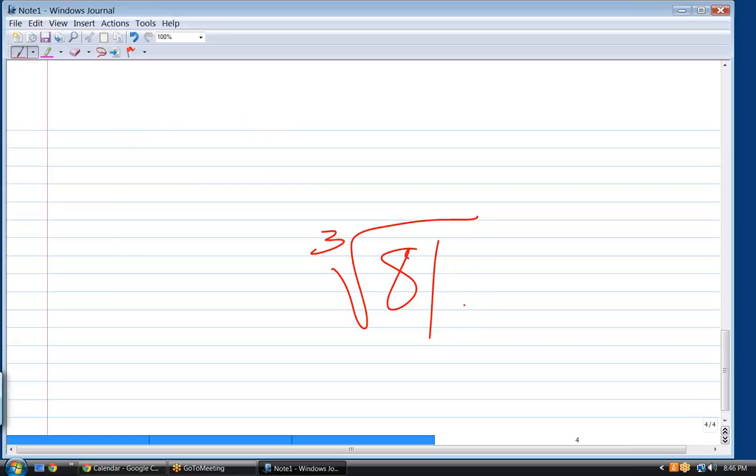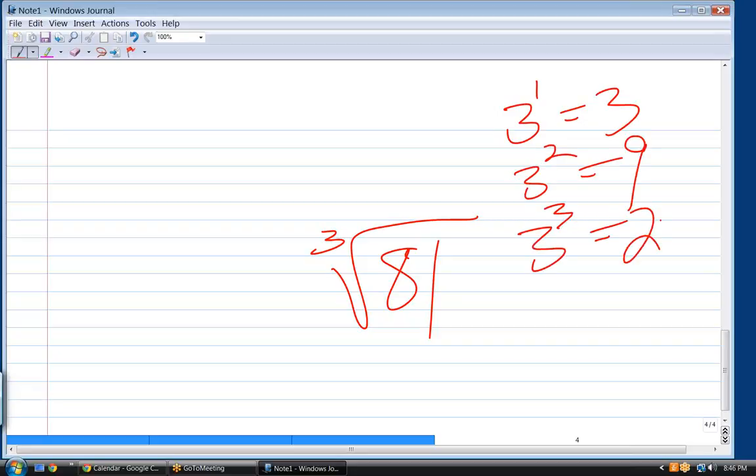So what number are we talking about here? Are we talking about the number 1, 2, 3, 4? 3. Yes. So 3 to the 1 equals 3. 3 squared equals 9. 3 cubed equals 27. 3 to the 4th equals 81. Well, we're looking for the cube root of 81. So how would I factor 81 into two products?